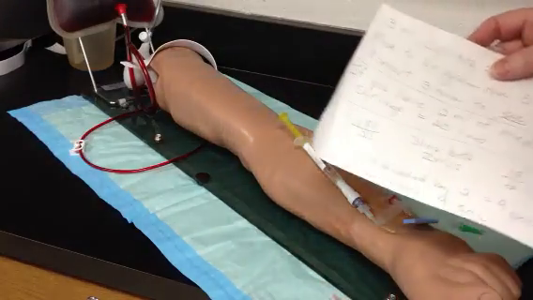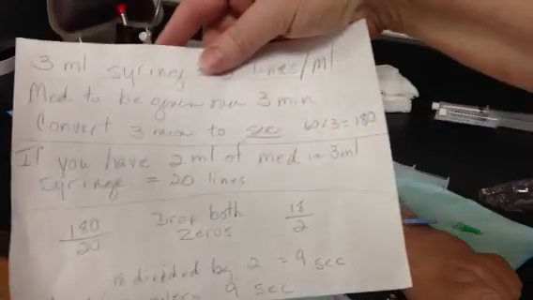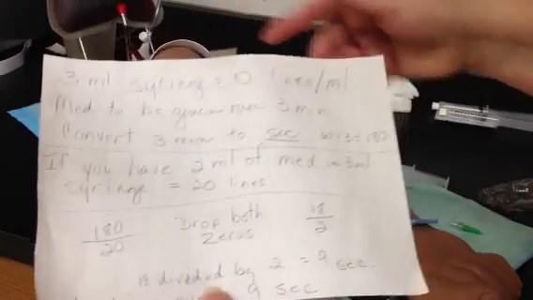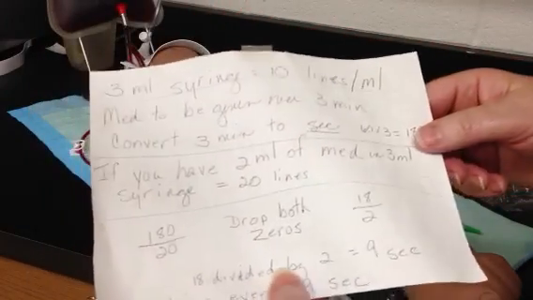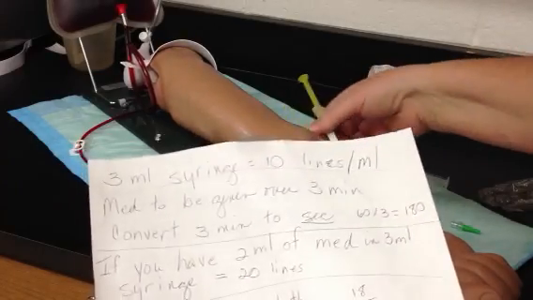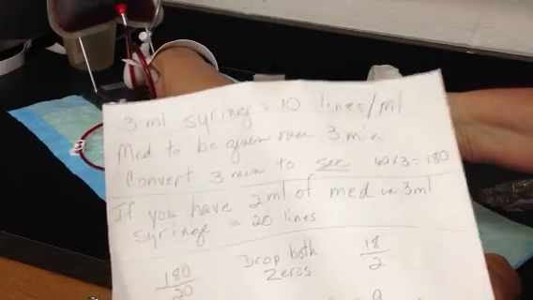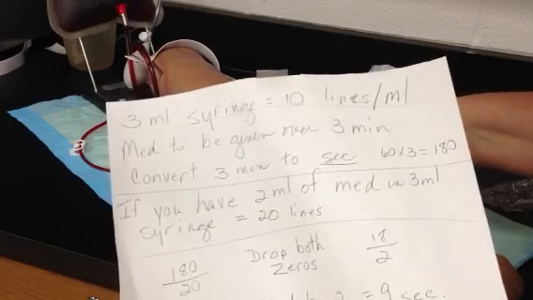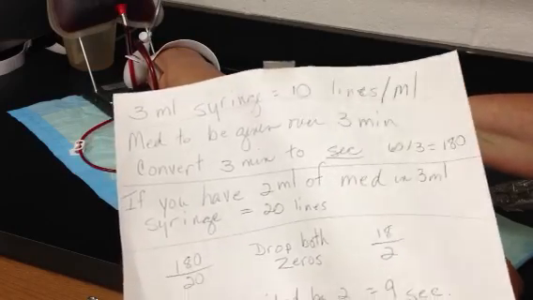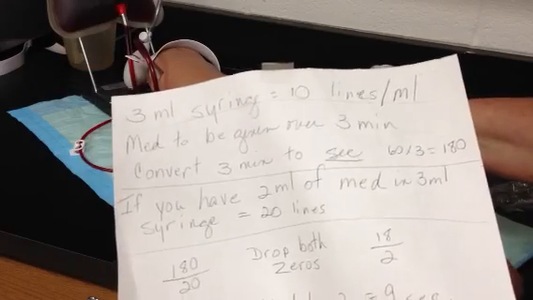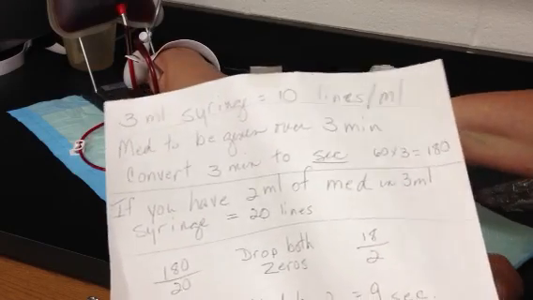Now the rate that I push will be dependent upon the amount that I have. If you have a 3 milliliter syringe, then you will have 10 lines per milliliter. Again, you need to know, like if you have a 5 milliliter syringe, a 10 milliliter syringe, how many lines per milliliter.